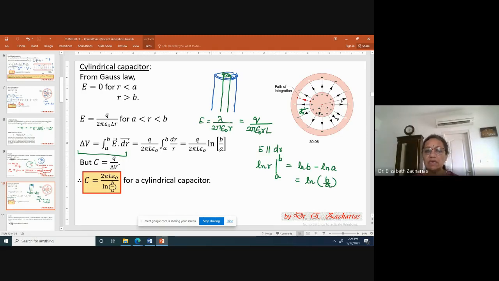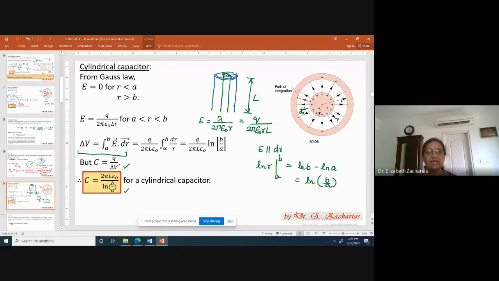So log b by a into q over 2 pi L epsilon naught, where L is the length. So you get delta V, the potential difference between the positive and the negative. Now again, go to the equation C equals Q by delta V. Substitute for delta V and you get the expression for the capacitance. Once again, the capacitance value depends only on the geometry. What are the geometrical parameters here? a, b, L. Of course, epsilon naught is the medium.